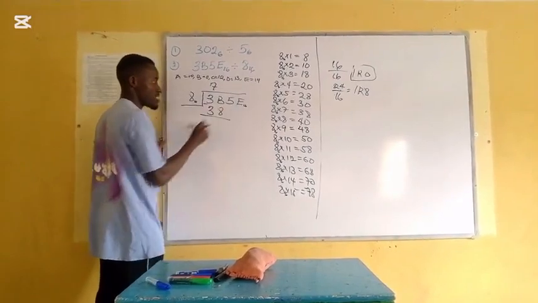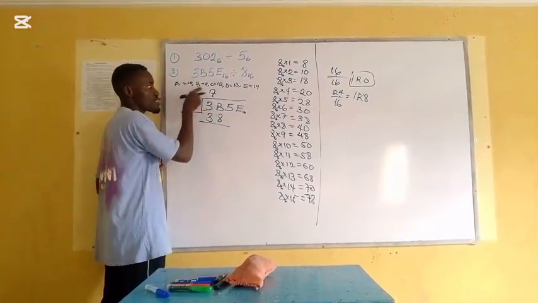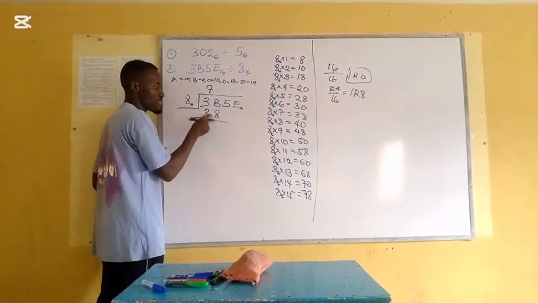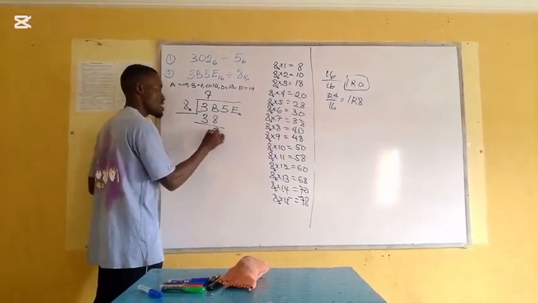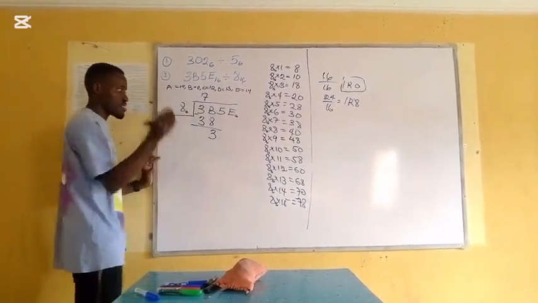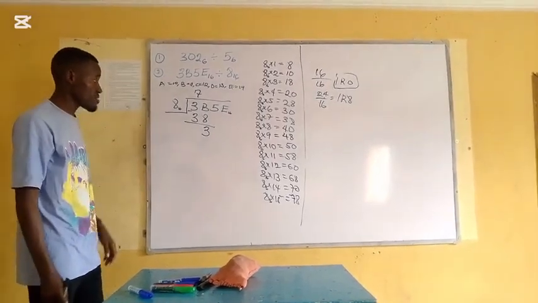That's 3B minus 38. Now my B represents what? 11. 11 minus 8 is what? That should be 3: 8, 9, 10, 11. That's 3. Then 3 minus 0 is going to give me what? 0. So that's the first step.